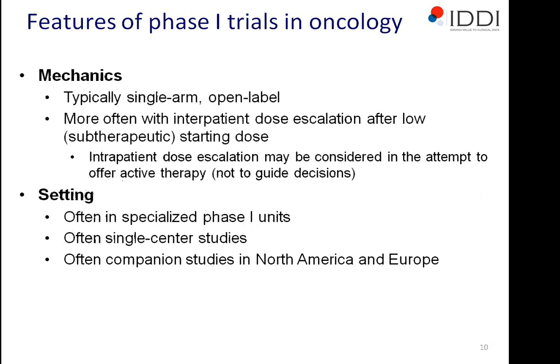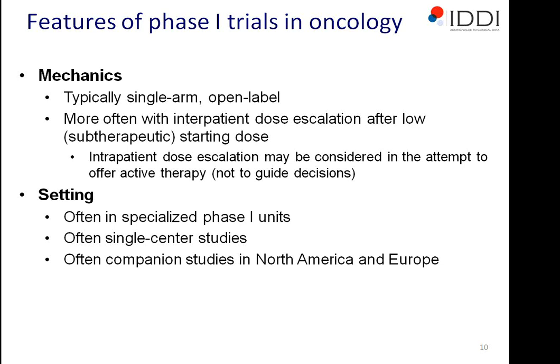The mechanics of phase 1 trials are such that these are typically single-arm studies, although in some situations it might be interesting to consider a randomized design in some settings. Just almost by definition, these are open-label trials, and more often there is inter-patient dose escalation. Although intra-patient dose escalation might be a good idea in some settings, and this has been done in the past in various situations, as long as it's not done to guide decisions.